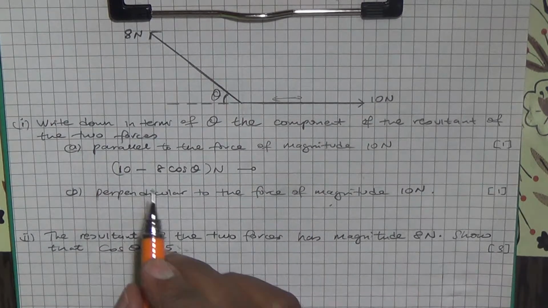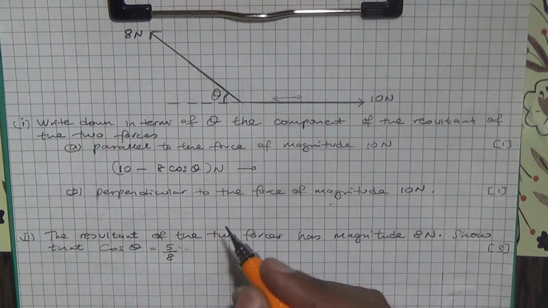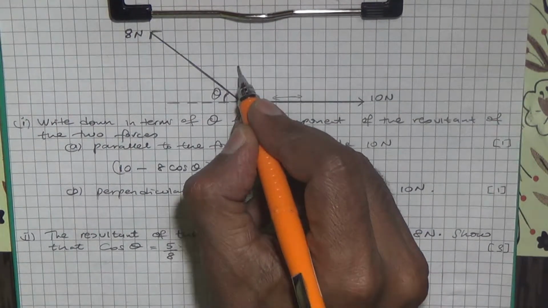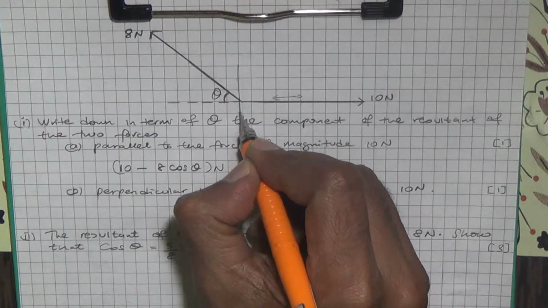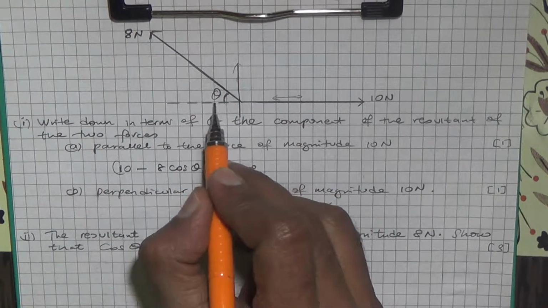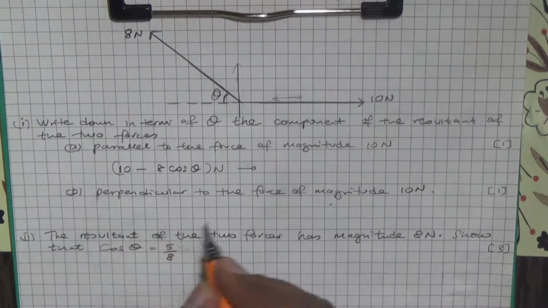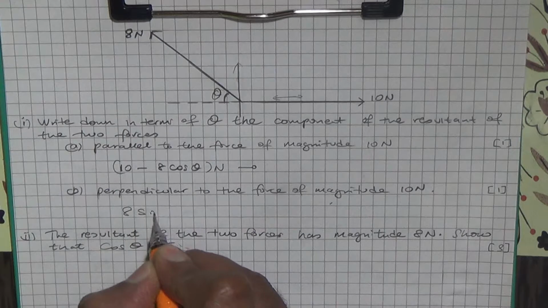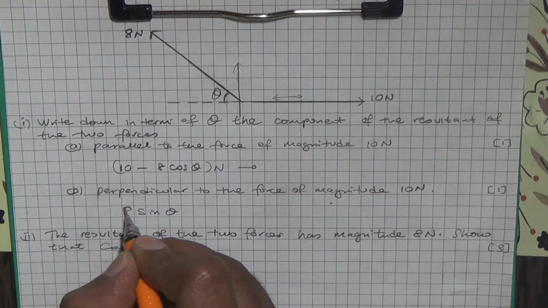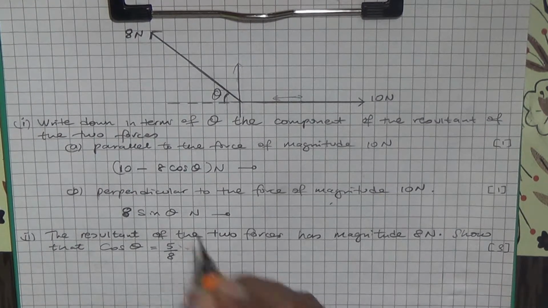For the second part, we need to write down the force perpendicular to 10 newtons. So perpendicular to 10 newtons is going to be this. So that's going to be then upward. And it doesn't contain the angle, so 8 sine of alpha. So this is the vertical component of the force.